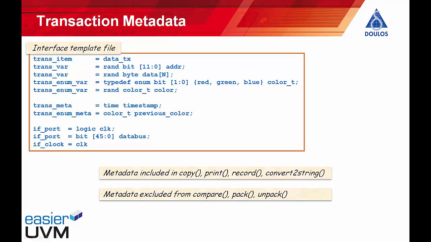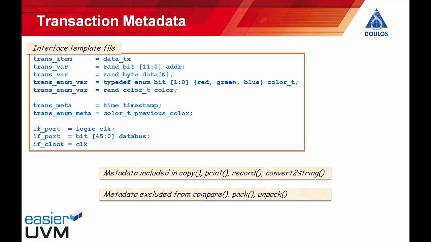But sometimes you have metadata within a transaction class. So metadata isn't ordinary data. Metadata is data that describes the ordinary data. For example, a timestamp. Or in this particular transaction, we're including the previous value of the colour field. So the colour field within our transaction is an ordinary transaction variable. The previous value of the colour field is metadata that could be used for diagnostic purposes.